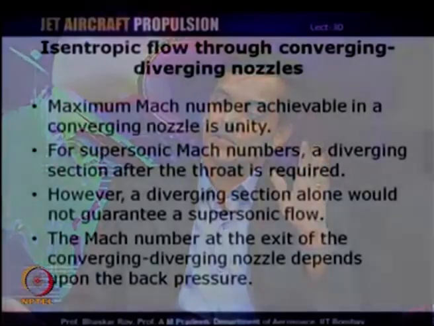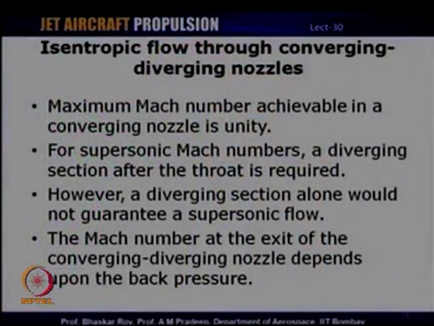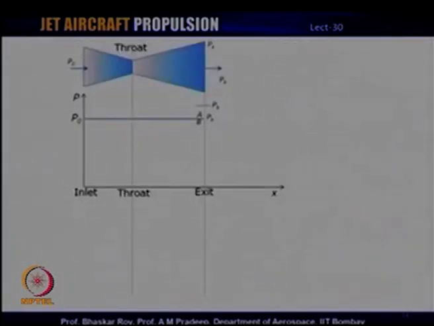So, in a CD nozzle, the basic advantage is that we can achieve supersonic Mach number, which can be achieved in the divergent section. Well, but divergent section alone cannot guarantee a supersonic flow. We need to ensure a certain back pressure. So, that is what we are going to discuss now. So, for that, let us again take up a very simple CD nozzle. It is a linear CD nozzle, just for the sake of simplicity.